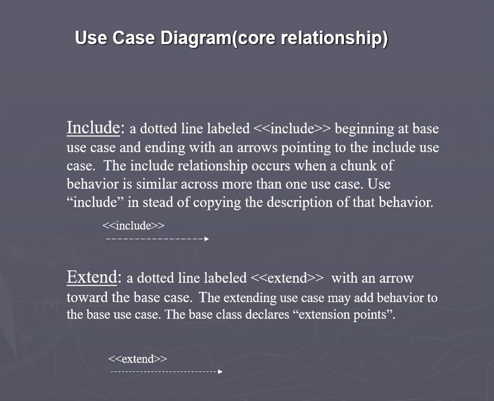The include is a dotted line labeled include, beginning at the base use case and ending with an arrow pointing to the included use case. The include relationship occurs when a chunk of behavior is similar across more than one use case. Use include instead of copying the description of that behavior. We can use the extend type: a dotted line labeled extend with an arrow toward the base use case. The extending use case may add behavior to the base use case. The base use case declares an extension point.